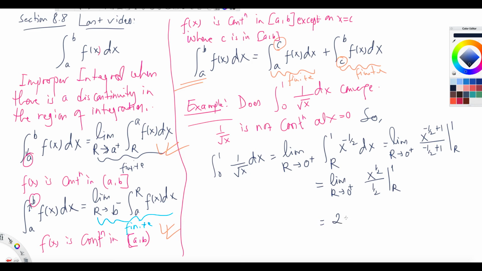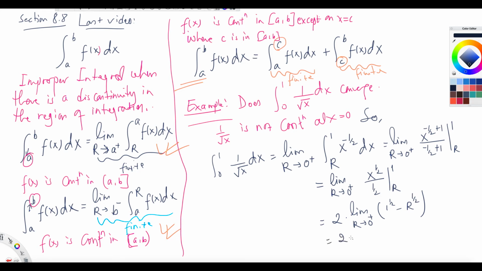Now this is equal to, because 1/2 is in the denominator, you can write 2 in the front, right? And then write the limit as r tends to 0 plus. Now you plug in that 1 and r. So it is 1 to the 1/2 minus r to the 1/2, because you just plug in the upper limit and then minus the lower limit, right? So what do you get?